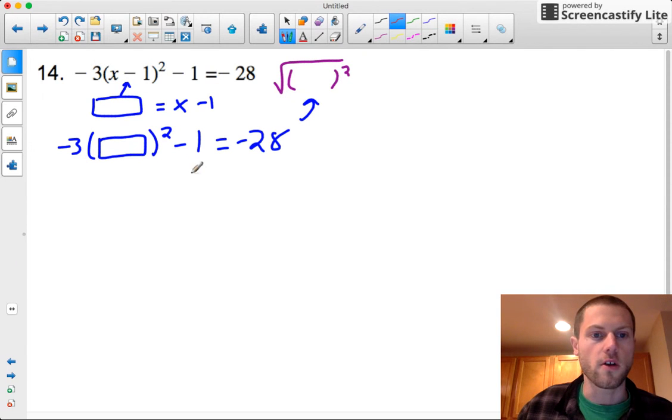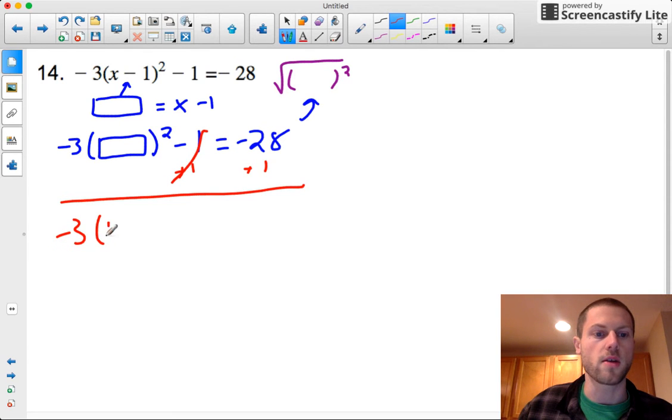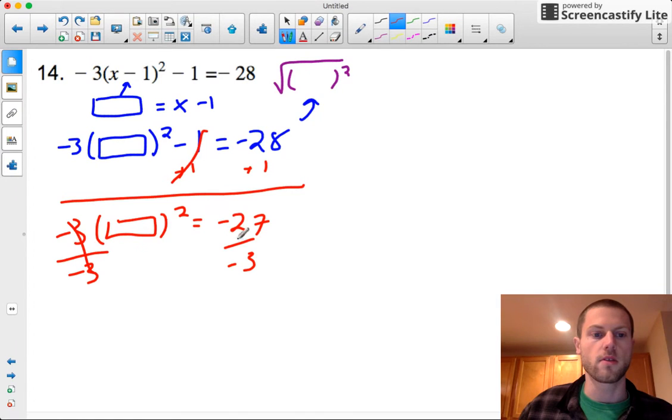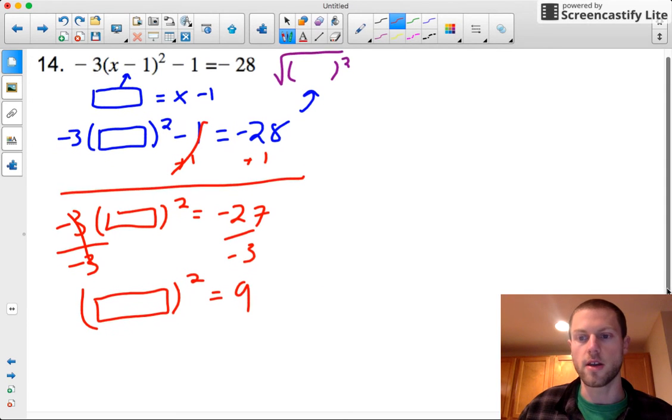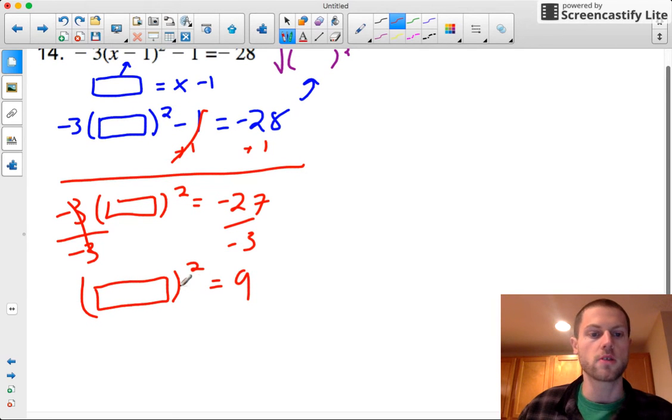So let's start off by adding 1 to both sides. And that's going to cancel this guy out. I'll get a negative 3 times my box squared equals negative 27. And then we divide both sides by a negative 3. This guy will cancel. And now I will have a box alone that is being squared, which is equal to positive 9. And this is what I wanted. Now that I have this quantity squared by itself, I can square root both sides.